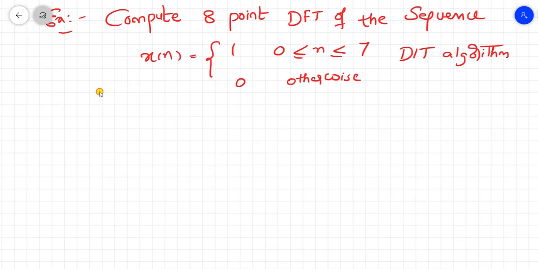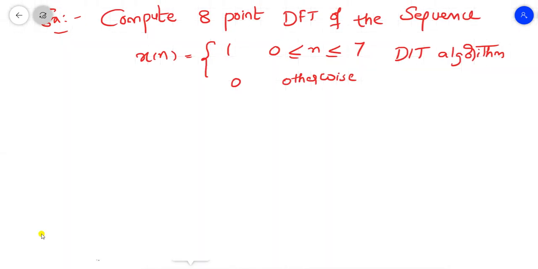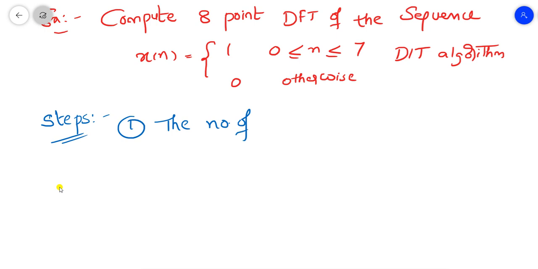Now we are going to solve this problem step by step. As we know, it consists of 10 steps. Now we will discuss them stepwise. What is our first step? The number of input samples is given by N equal to 2 to the power of m, where m is an integer.